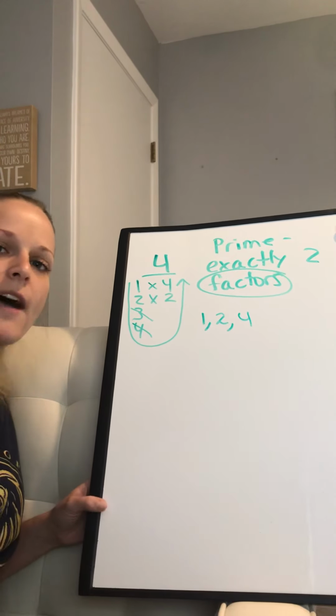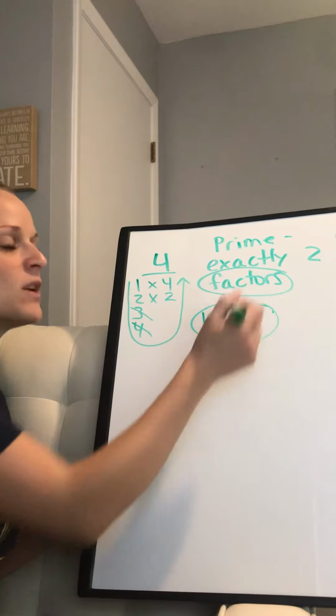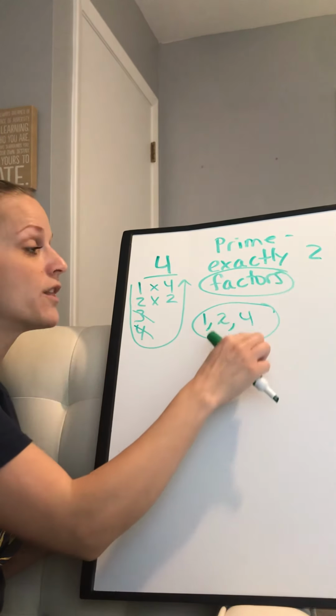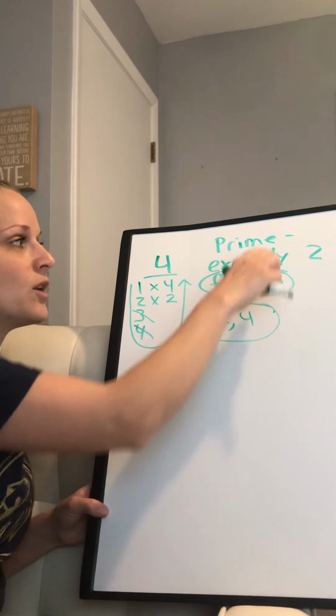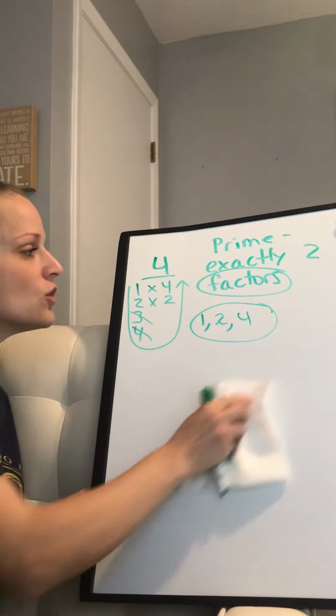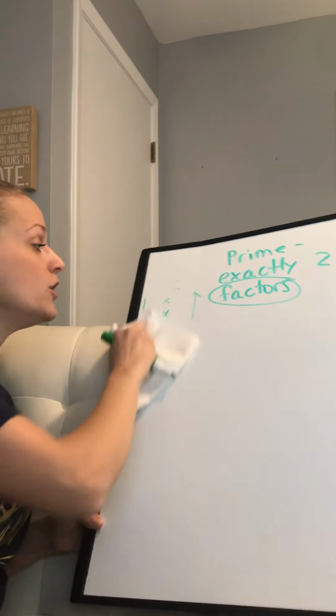How many factors do I have for the number 4? 3 factors. Is that 2 factors? No. There's more than 2 factors, so this number is not prime. Okay, not prime. So let's do one where it would be prime.